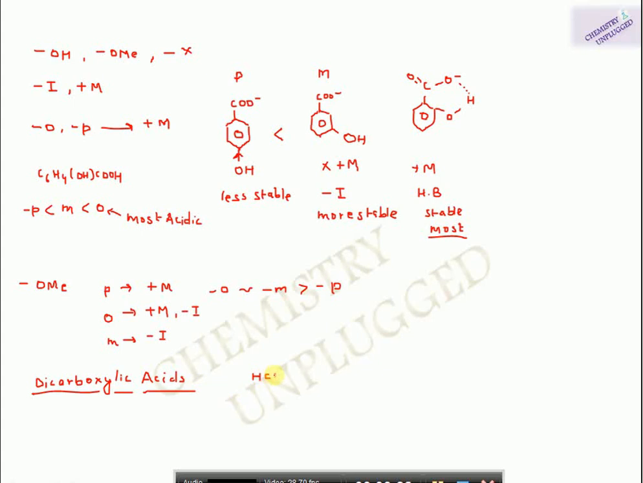Then second is dicarboxylic acids. Dicarboxylic acids are more acidic as compared to monocarboxylic acids, because they have two carboxylic groups. In this way, they have more acidic nature. So formic acid is less acidic as compared to oxalic acid. Acetic acid is less acidic as compared to the corresponding diacid. And if I compare benzoic acid with C6H4(COOH) whole twice, then it will be more acidic in nature. Benzoic acid will be less acidic.